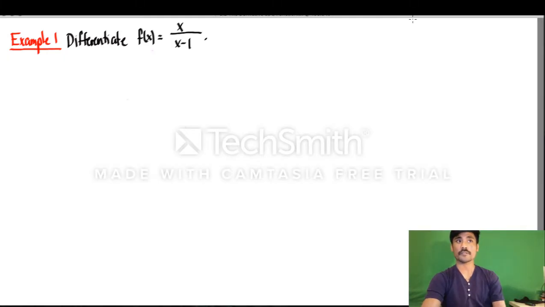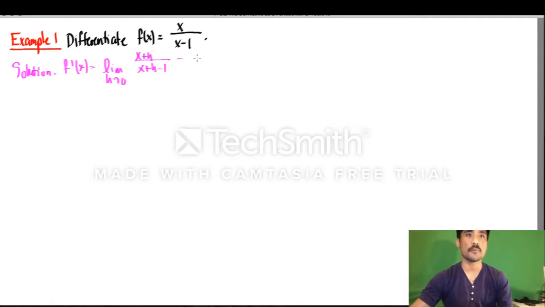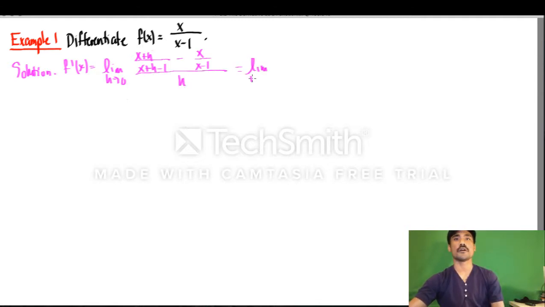Okay, so our first example: let's differentiate the function x over x minus 1. Solution. Differentiate the function, and it's the limit of the difference quotient: x plus h over x plus h minus 1, minus the function itself, all over h. And I don't really see much to do here except, I don't know, get a common denominator.